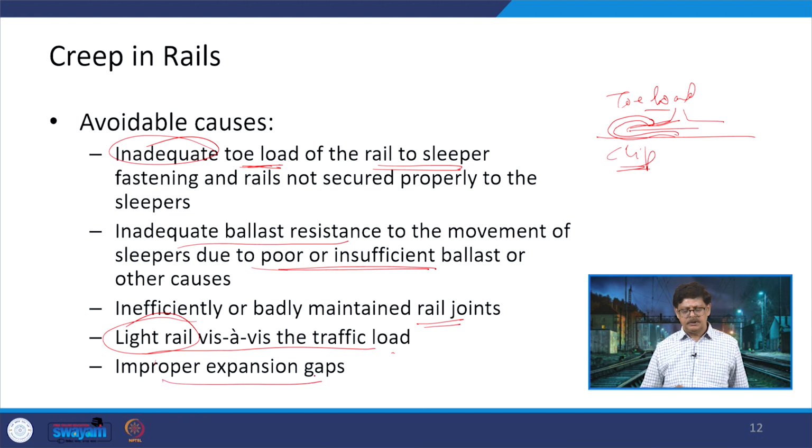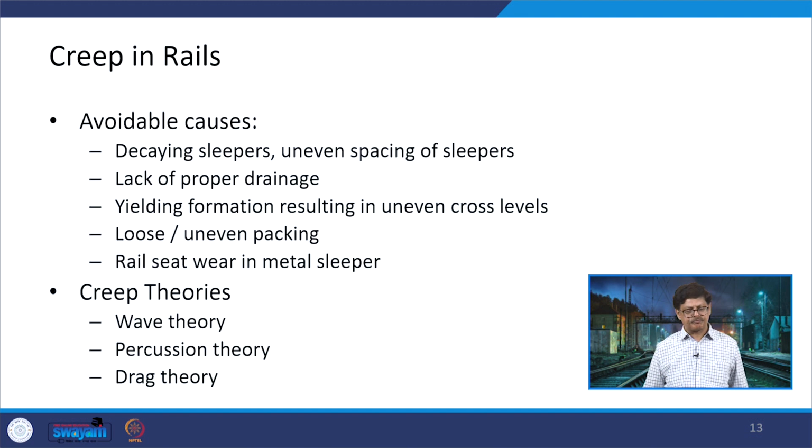Improper expansion joints or gaps is another issue. Then decaying sleepers, they should not be there, and uneven spacing of the sleepers should also not be used. Lack of proper drainage, we started with this also, that good drainage should be there in the formation level or the components which have been used.